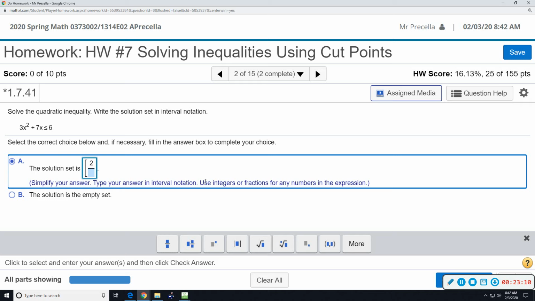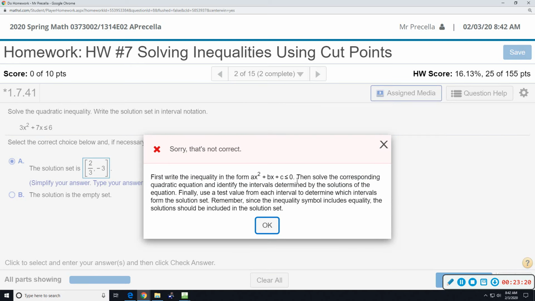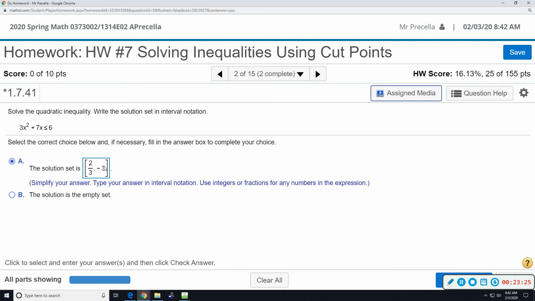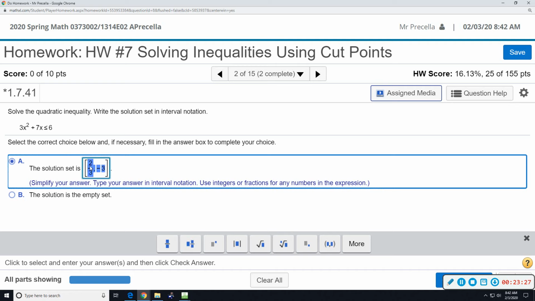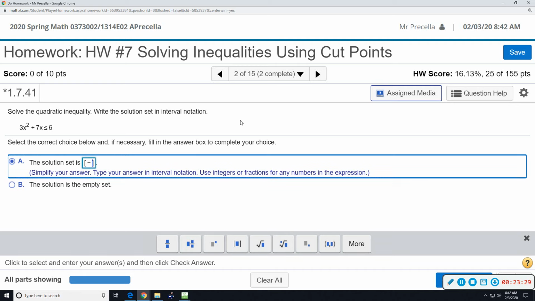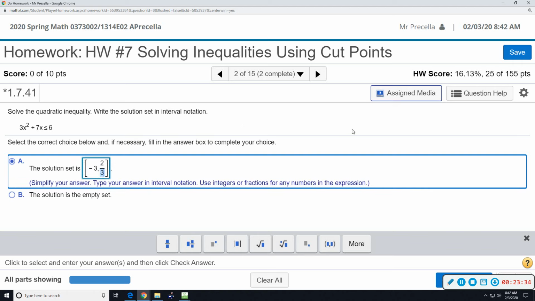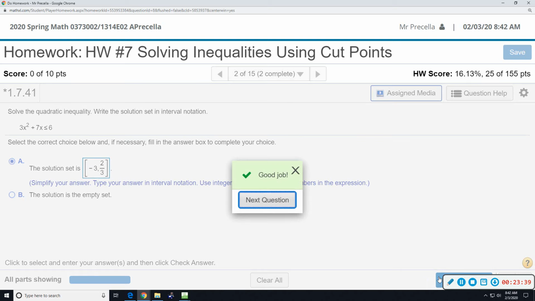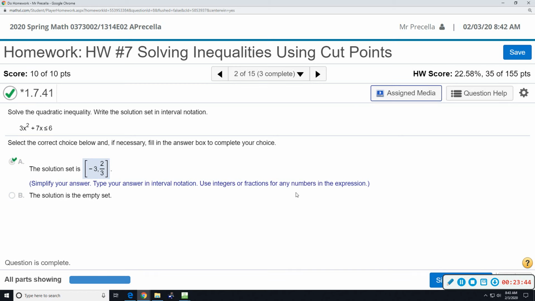Suppose we had written the 2/3 before the -3. And I say check it. Oh, wrong. It doesn't know what you did wrong, but it's this. The numbers in interval notation have to be in the order that you see them on the number line. Like that. -3, 2/3. Okay. Another question?